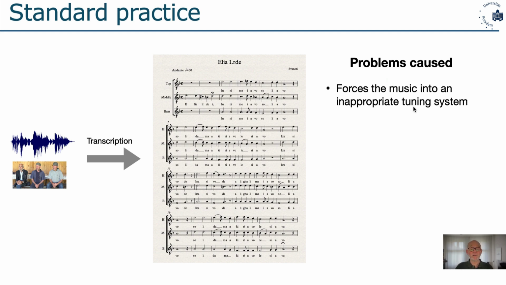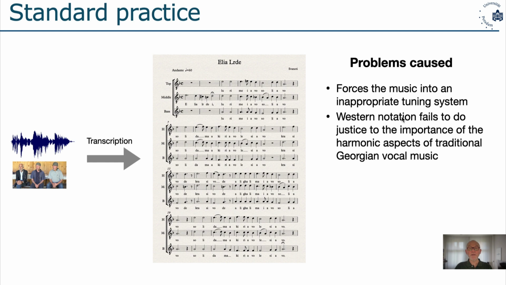Besides the well-known issue with the inappropriate Western tuning system, which for example can introduce artificial semitones into traditional Georgian music, Western notation also fails to do justice to the importance of the harmonic aspects of traditional Georgian vocal music, which are for example expressed in the way how singers interact harmonically.